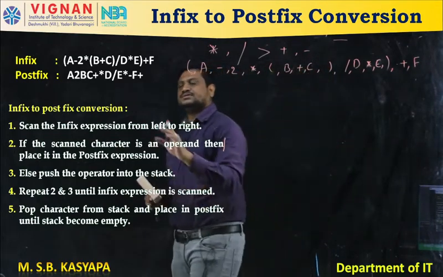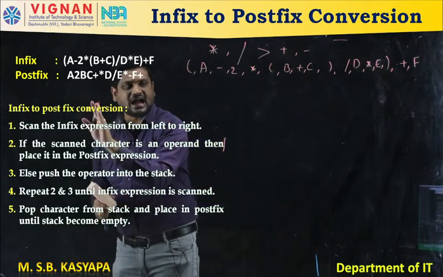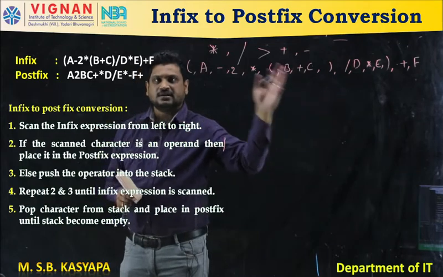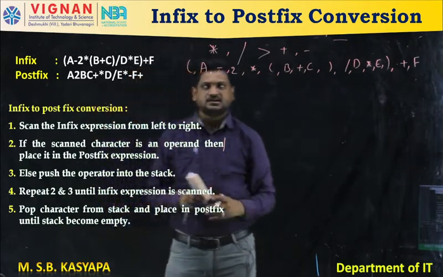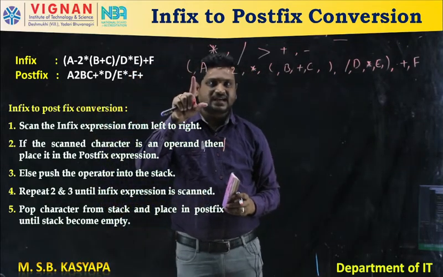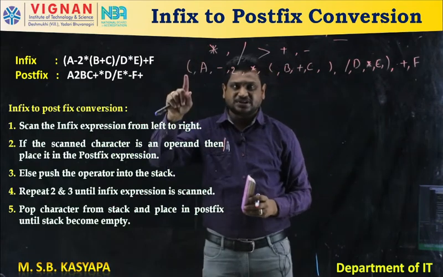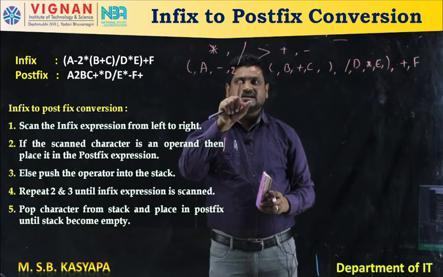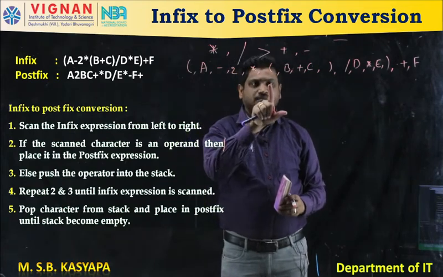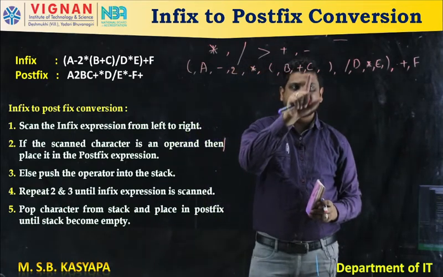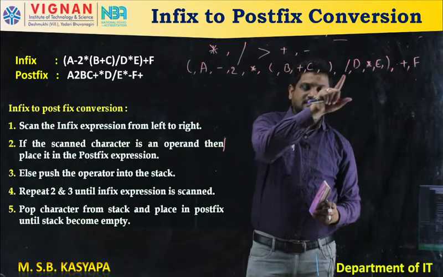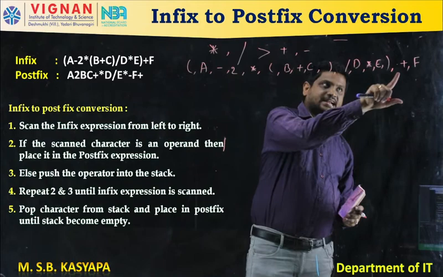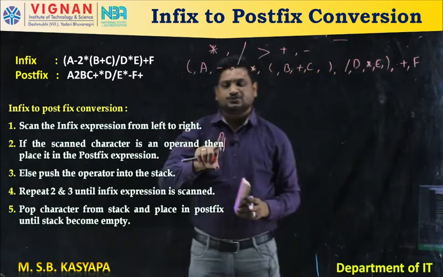Now, what is the first step? I have to read an expression from left to right. Individually I am reading the characters. So, the expression is open bracket a minus 2, next into open bracket b plus c closed bracket, then by d into e closed bracket plus f. This is my expression. Now, the first step is done.